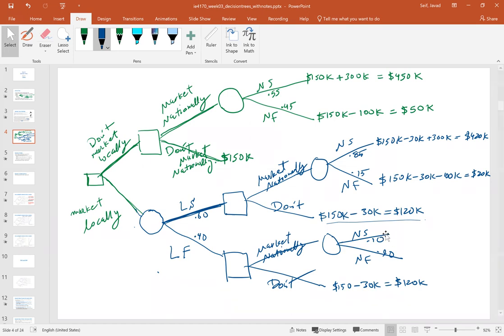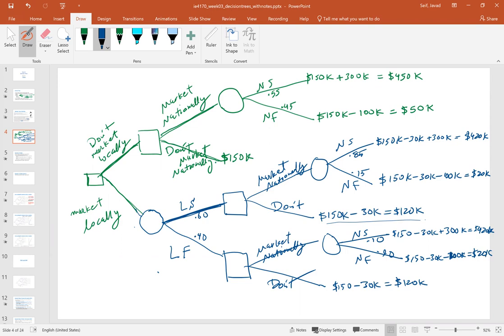Problem description. So if it's a national success, again, just like the one above it, you had 150 in the beginning, you spent 30K marketing it locally. Despite being unsuccessful there, you were successful nationally here, 300K, and you're left with 420K. And if it's a failure, 150 minus 30 minus 100K, so you will be left with only 20K.